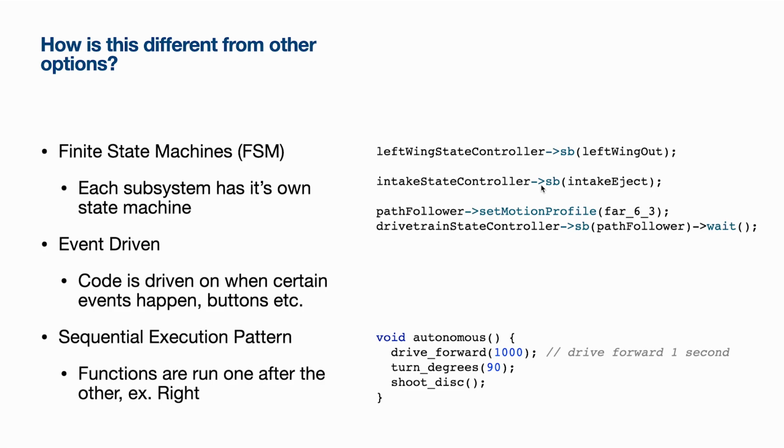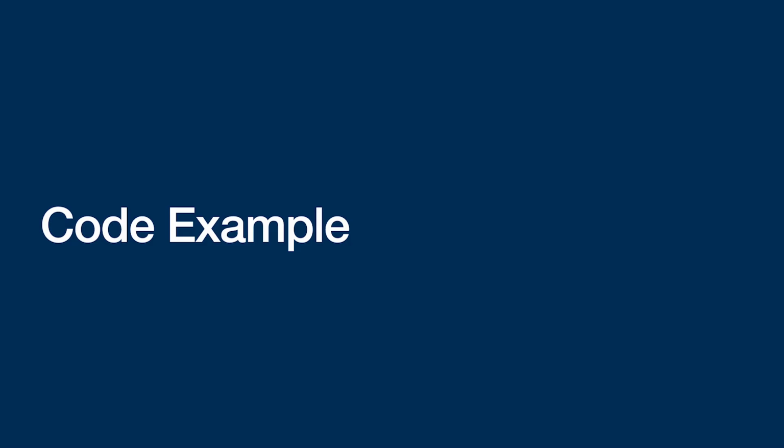And then finally, we have the sequential execution pattern. This is what most teams use for their autonomous routines. So you can see here we have this example. It just has this drive forward command and then turn, shoot. It's where functions inside a function are run right after the other. It's pretty self-explanatory. If you're familiar with code, you've probably used this.